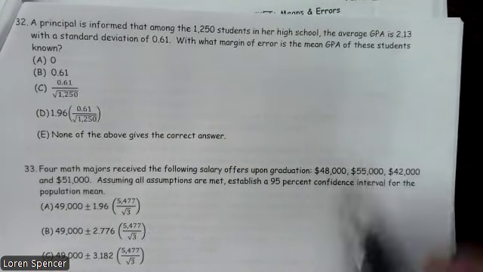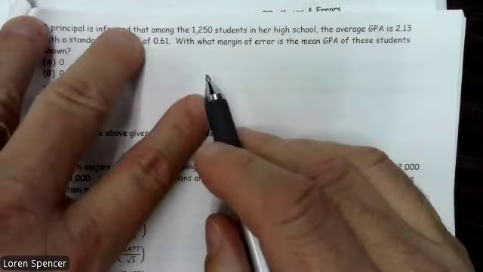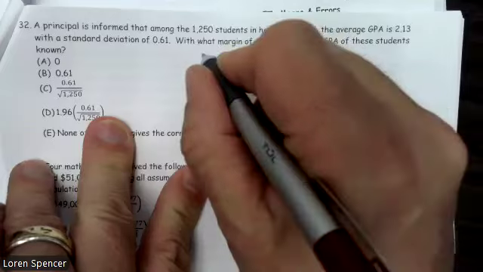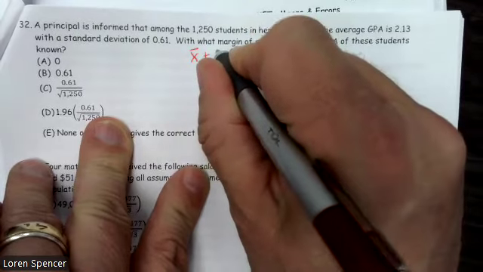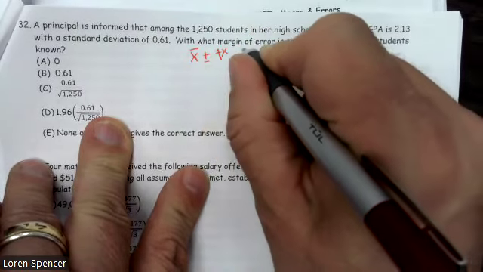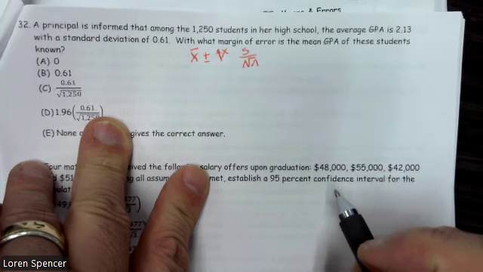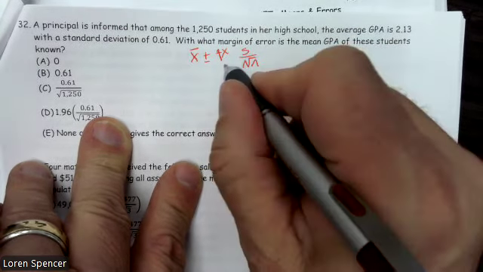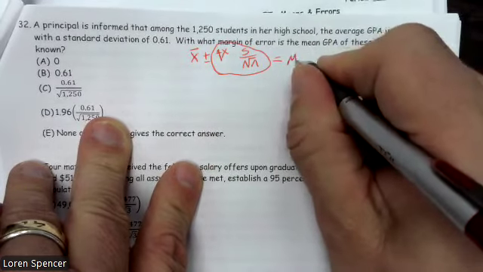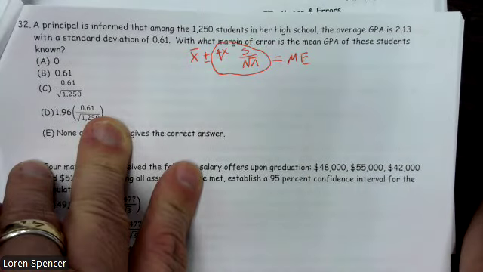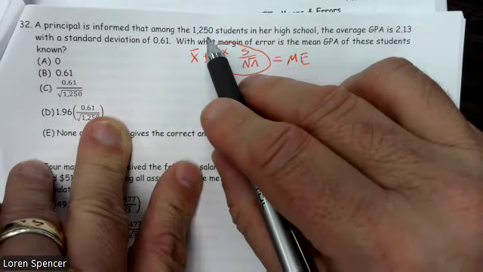All right. This one is honestly a difficult problem. Let's go ahead and write down our formula. We basically have x bar plus or minus t star s divided by the square root of n. This part right here, the t star s divided by the square root of n, that's my margin of error. And in this case, we have 1,250 students.